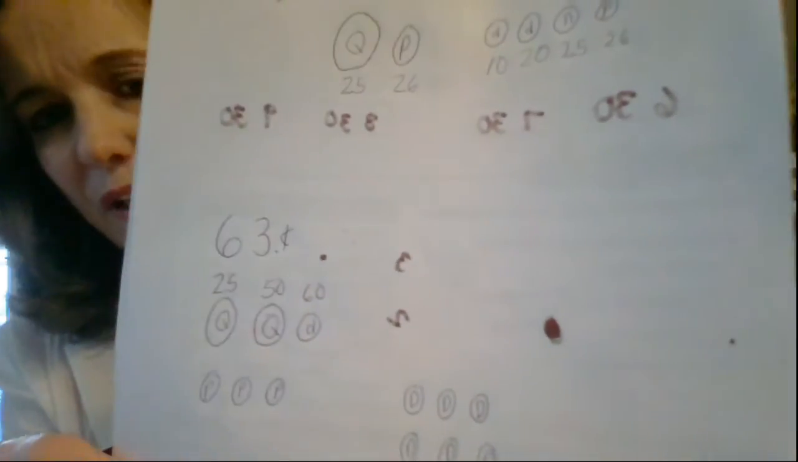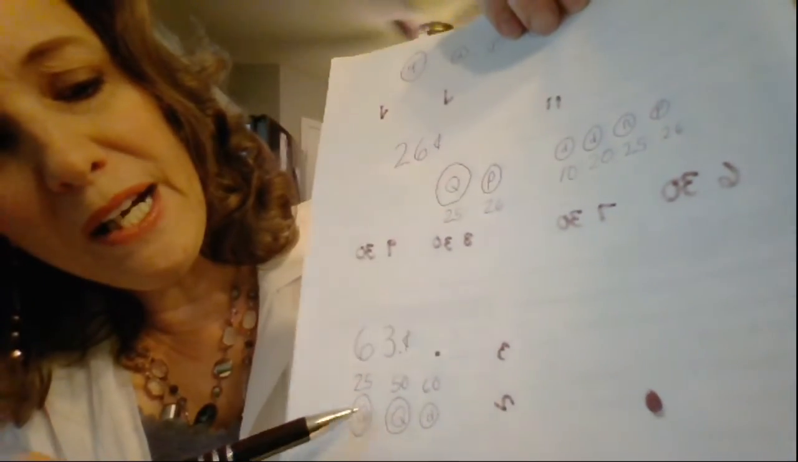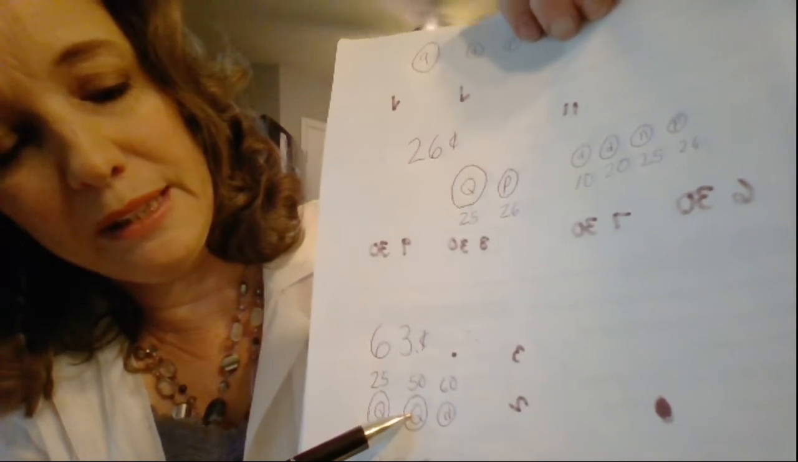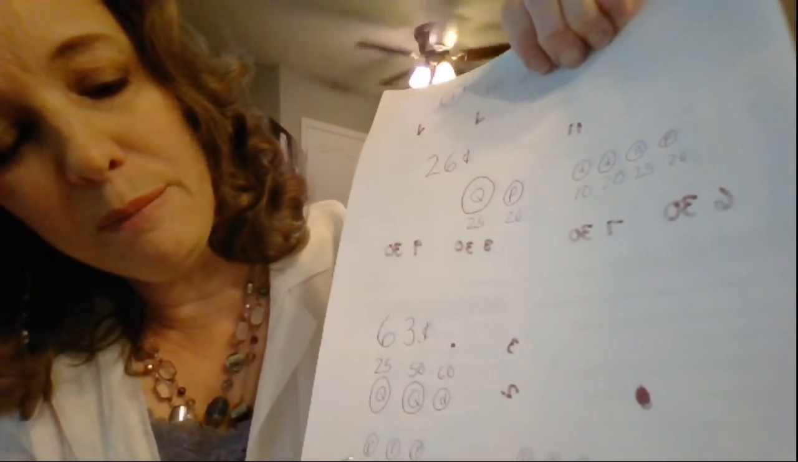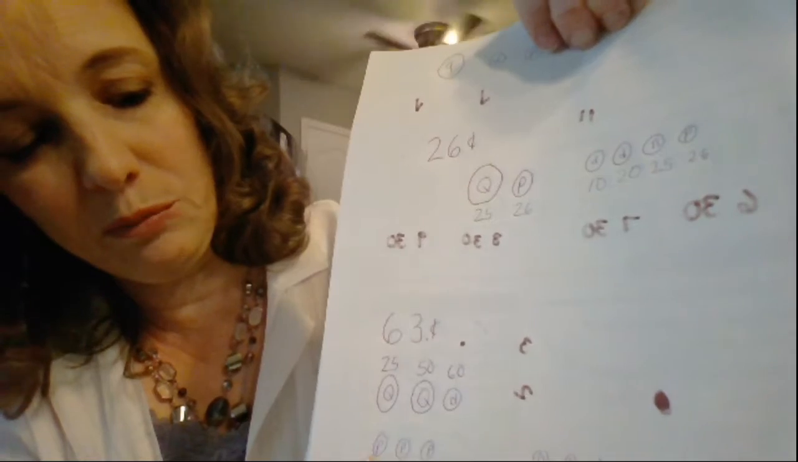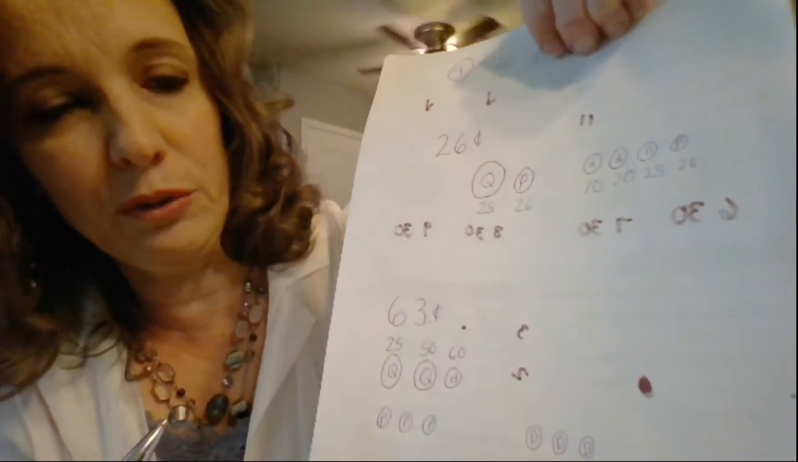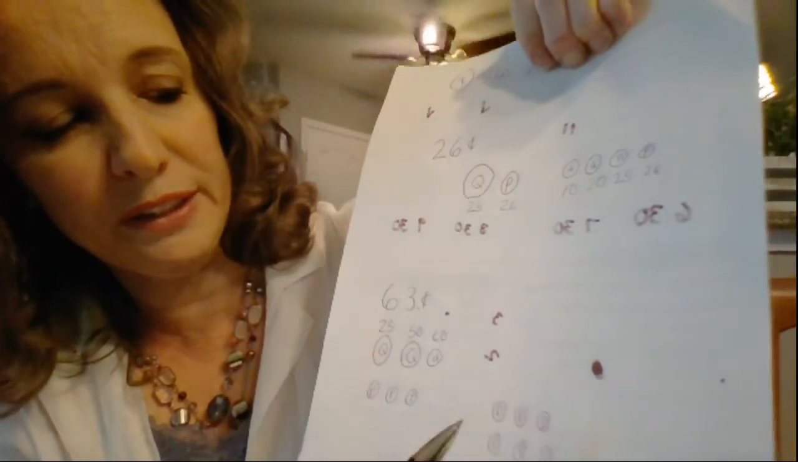Okay, so I've got 25, 50. Now what comes after 50 when you're counting by tens? 60. Now I'm going to do my pennies, so I just go 61, 62, 63. That's the fastest way to do it with the fewest number of coins.